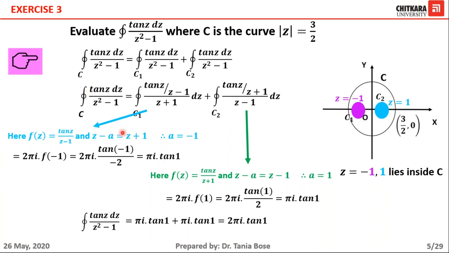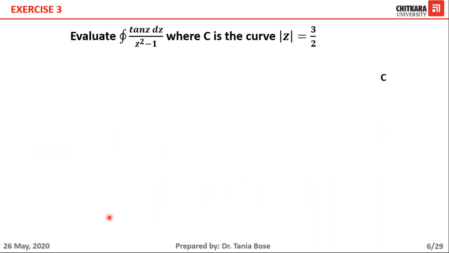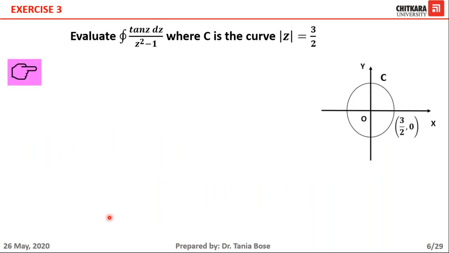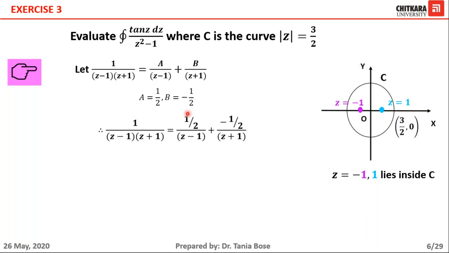So this solution was based on the extension theorem. Now let us see the same solution with the help of partial fractions. Now, when we do it by partial fractions, the story of singularity, the circle, they remain the same, right? So that is all similar. First of all, we try to make the partial fractions of the denominator term. So on making the partial fractions, we get half upon z minus 1 plus minus half upon z plus 1.